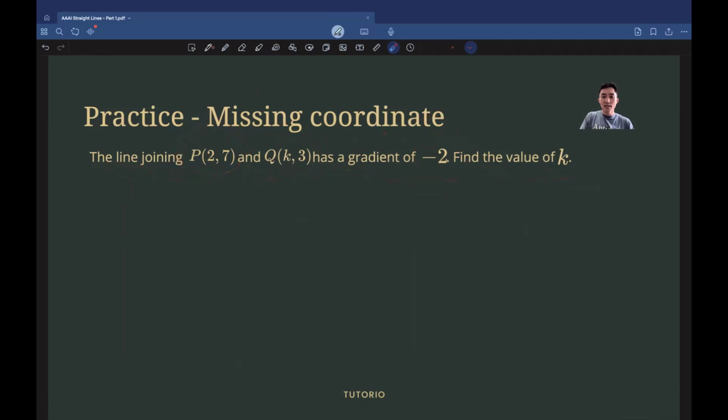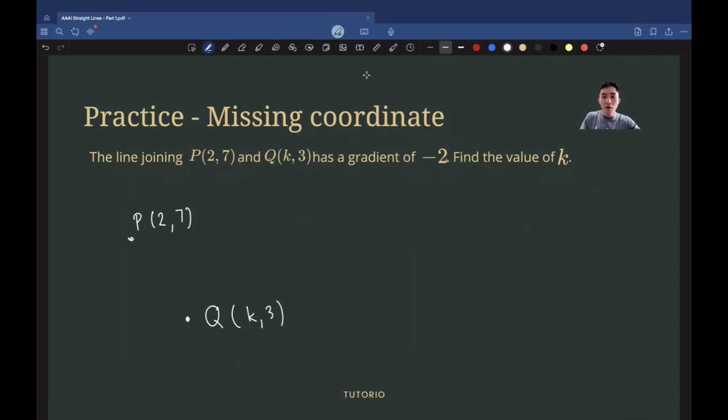Okay, of course, we can go directly into the formula, but because we have learned how to visualize it, I'm going to show you how to sketch it so then you get a clear understanding. So in here, we can draw any random point, let's say P(2, 7). Because we know the gradient is -2, negative means going downwards. So we can just draw the point Q, going right and then going down. So I will locate the coordinate Q here, which is (k, 3).